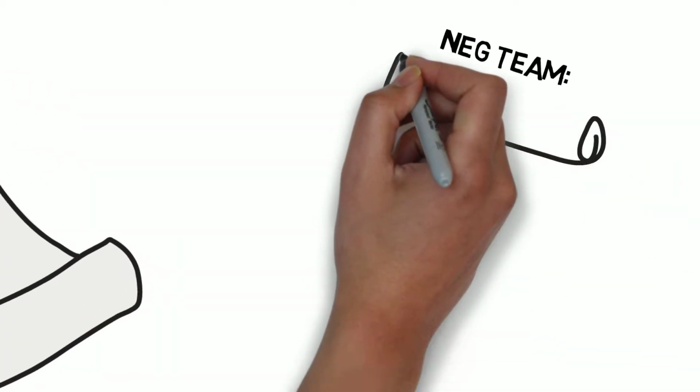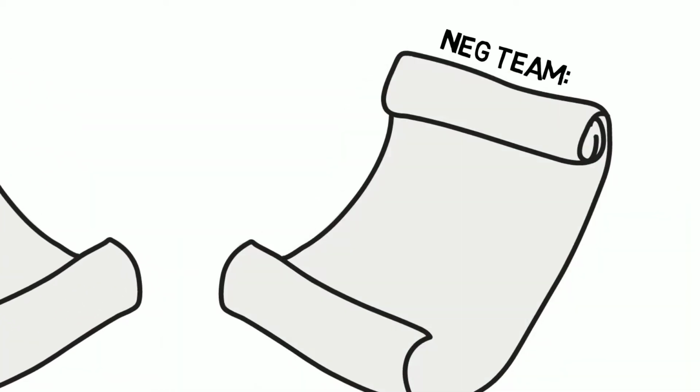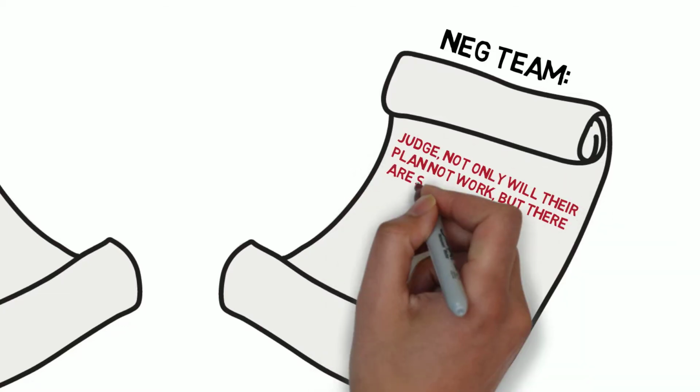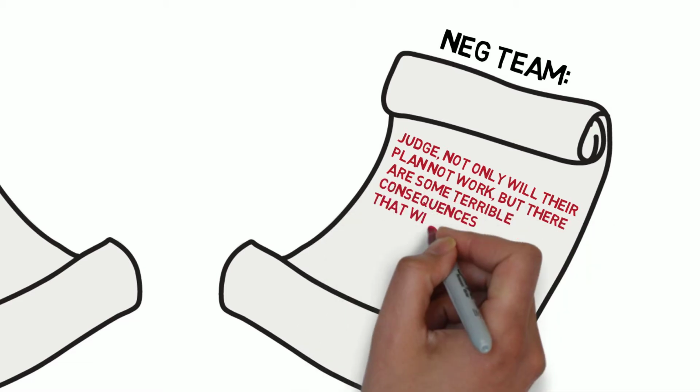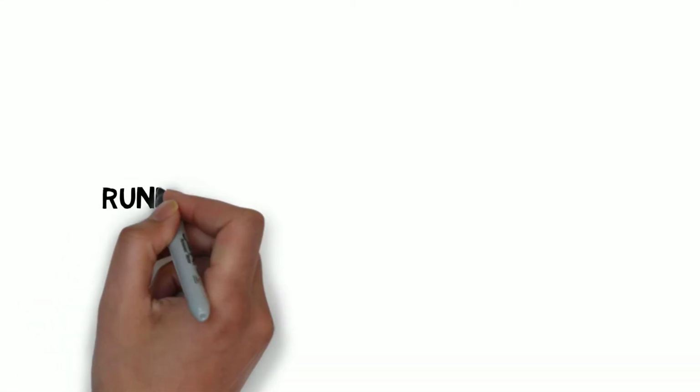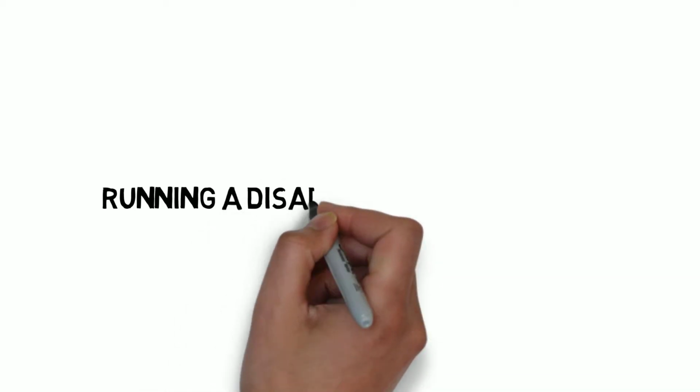Usually, the negative team will get up and tell the judge why the plan may not work. A disadvantage allows you to do more than just question whether the plan will work. It allows you to show the judge that there are bad consequences that will happen if we do their plan. So, disadvantages are negative arguments, which means you will not run a disadvantage if you're the affirmative team.